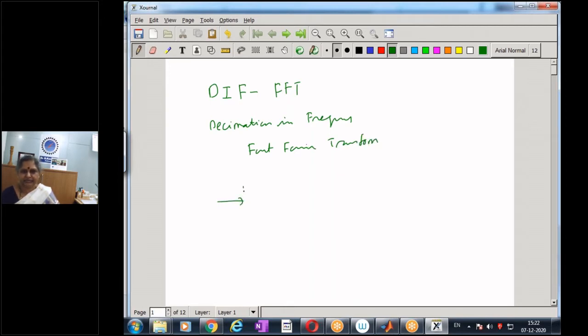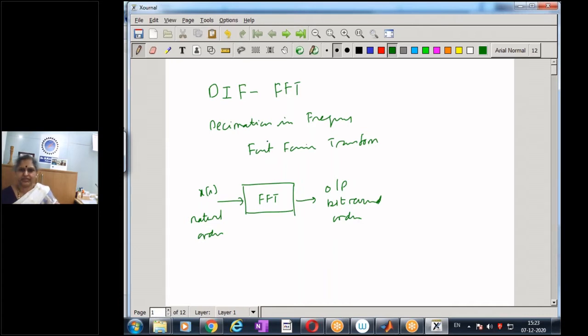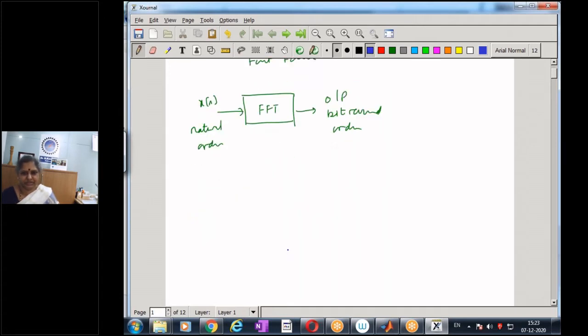And in this algorithm, the input to the algorithm x of n is in natural order, and the output is going to be in bit reversed order. Because the output gives us the frequency components, it is known as the decimation in frequency method of computing the discrete Fourier transform. So let us try to see what this method of efficient computation is based on.